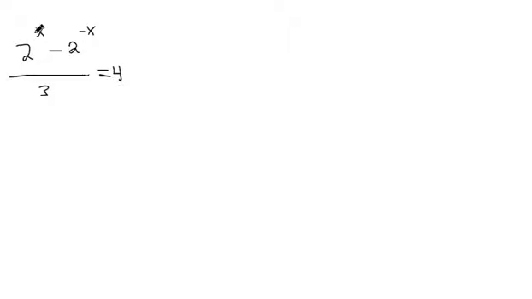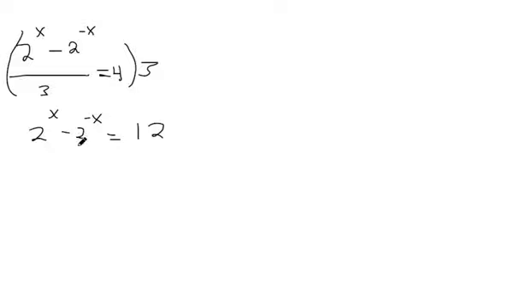Okay, so x is in the exponent, but we have two different terms involving x. This is 2 to the x positive, this is 2 to the negative x. So those can't really combine with one another. What we can do is make our life a little simpler. Multiply 3 to both sides. That cancels out the 3 on the left side, and gives us a 12 on the right.